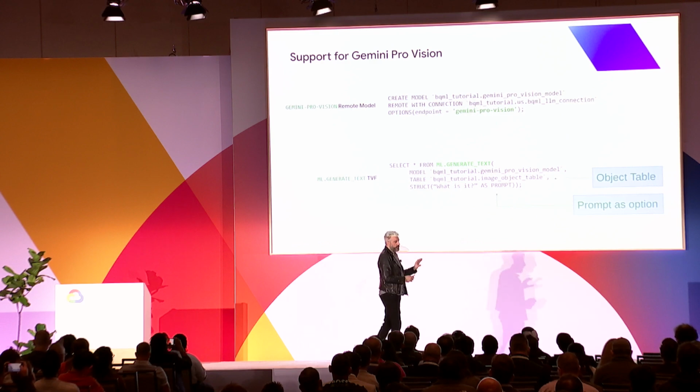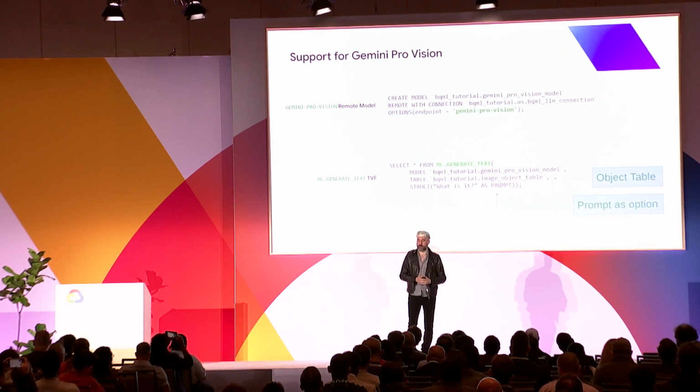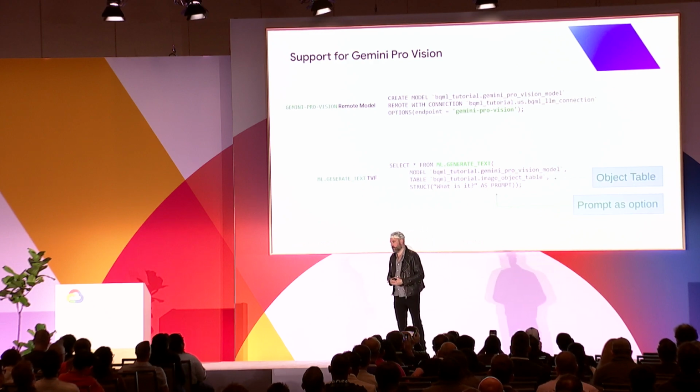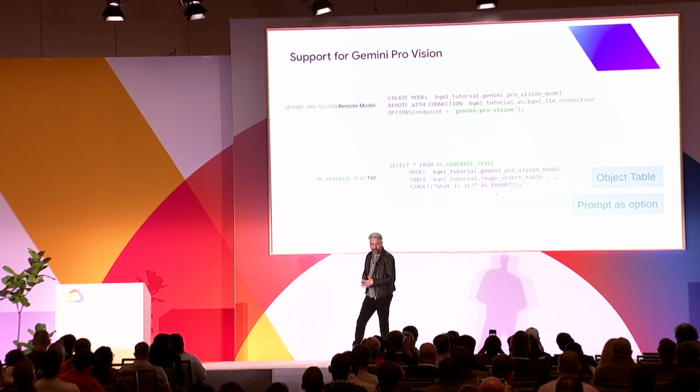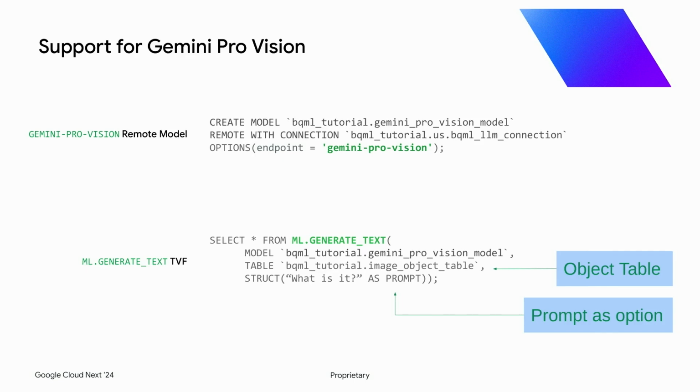So I want to talk a little more about support for Pro Vision inside of BigQuery, because as I mentioned, we're investing heavily in the multimodal space, and vision is a key part of that. Like I mentioned earlier, you only need a handful of lines of SQL to get started. You can see here in this example where we create a model with 3 lines of SQL code, creating that within Vertex AI.